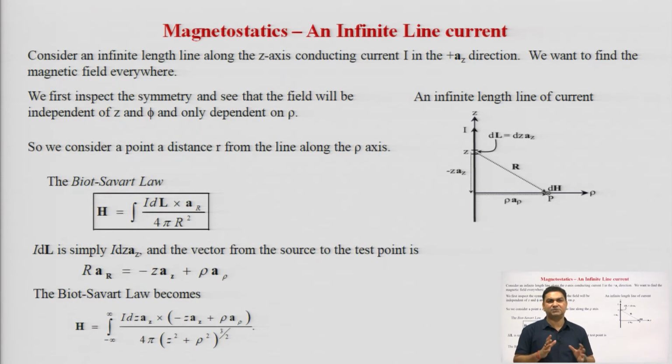First, we inspect the symmetry and see that the field will be independent of z and phi and only dependent on rho, if we talk about the cylindrical coordinate system. According to the Biot-Savart law, the magnetic field intensity H is equal to the integration of I dl cross a_r upon 4 pi r squared, and this I dl is simply I dz a_z, and the vector from the source to the test point is R a_R equal to minus z a_z plus rho a_rho.